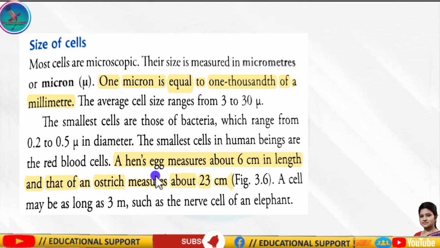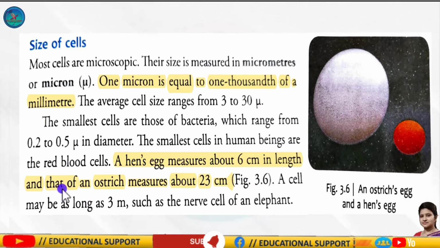A hen's egg measures about 6 centimeters in length, and that of an ostrich measures about 15 centimeters. You can see in figure 3.6 an ostrich egg and a hen's egg.